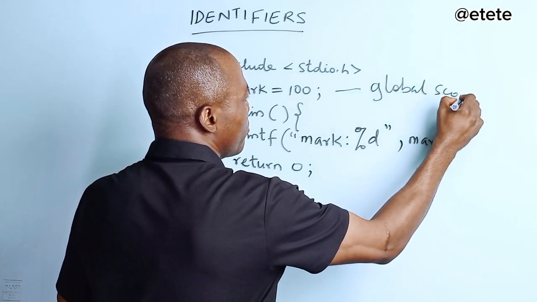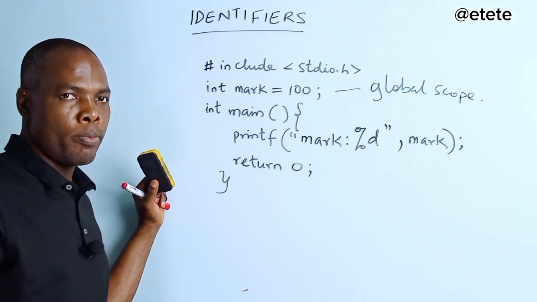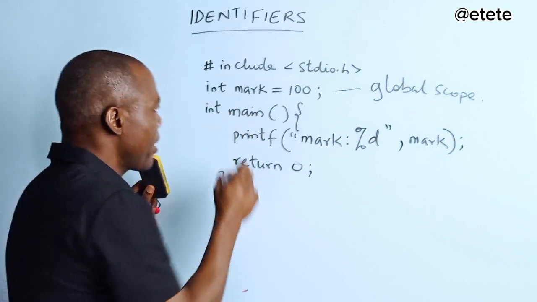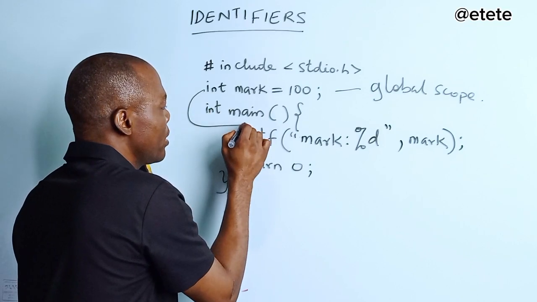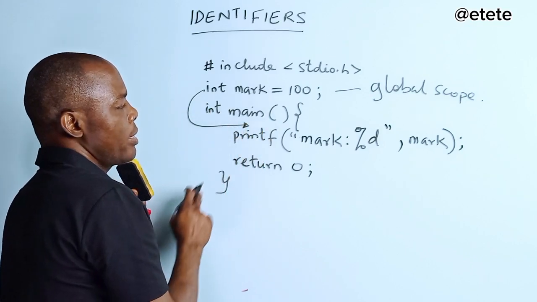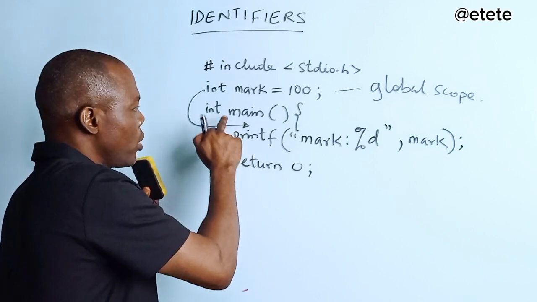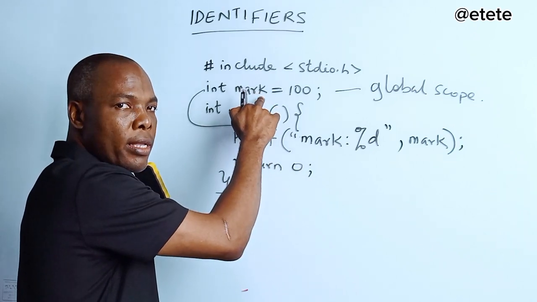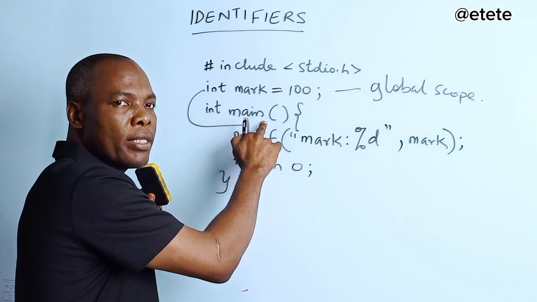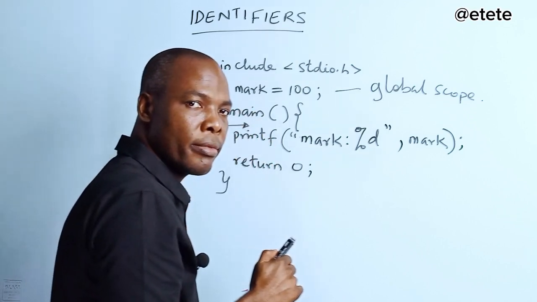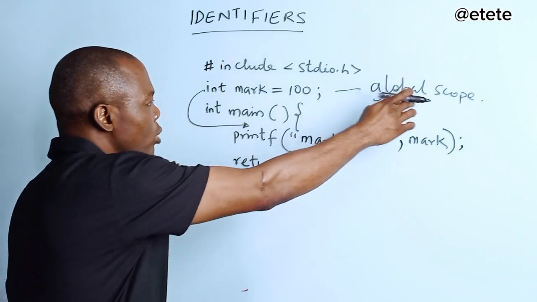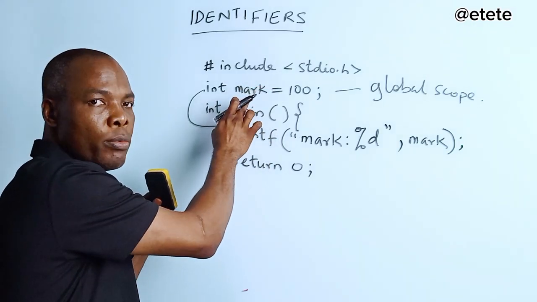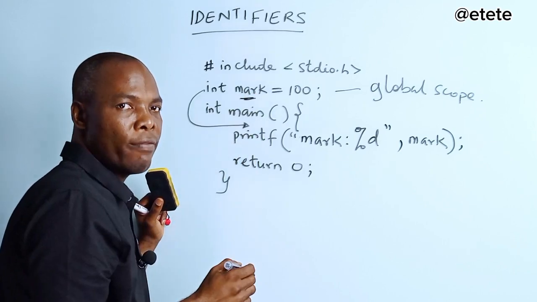This is global scope, right? Now, if I want to write this program and I bring this into this place, that one will be a local scope. Because for this one, every function that I'm going to create can make use of this mark. But if I define it inside this place, that is local to this main, right? So that is the difference between global and local identifiers. So this is a global declaration of this variable.